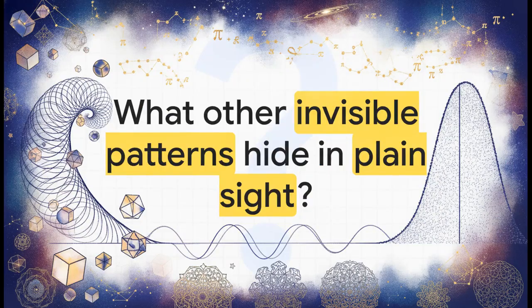Ultimately, the Central Limit Theorem proves something deeply profound. No matter how skewed, lopsided, or purely chaotic individual data points are, nature has a built-in mathematical mechanism to find symmetry and order through averages. It really makes you wonder, if this profound invisible law is operating behind the scenes of every poll, every financial model, and every scientific study, what other invisible mathematical patterns are hiding in plain sight in our universe?